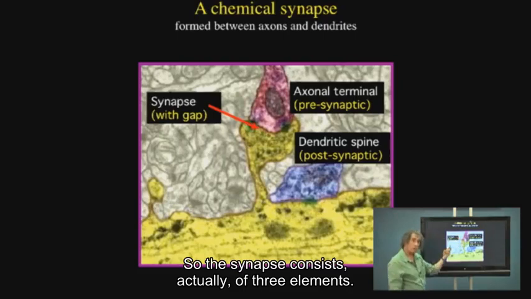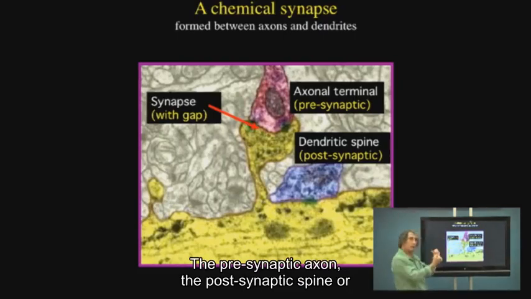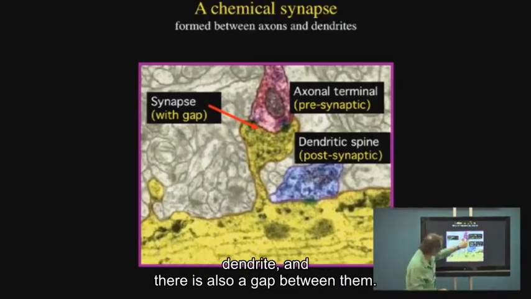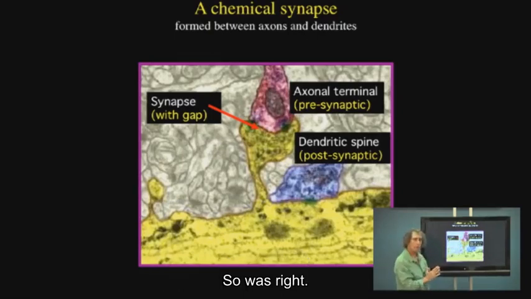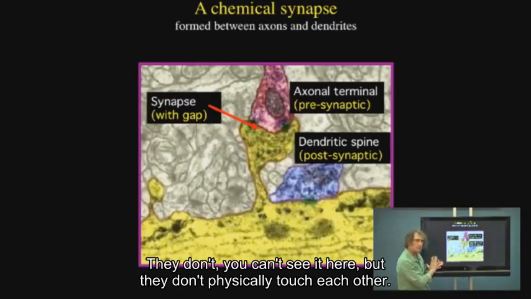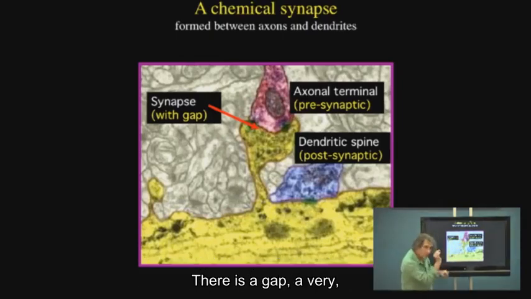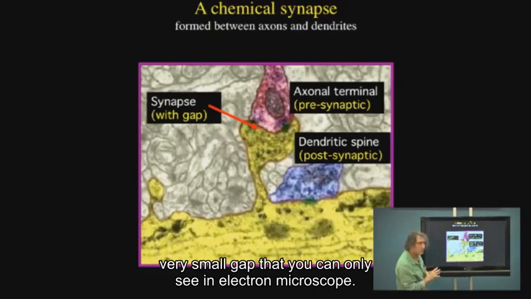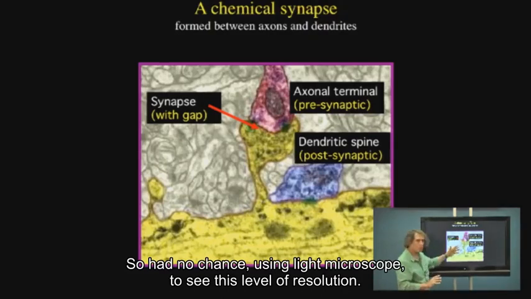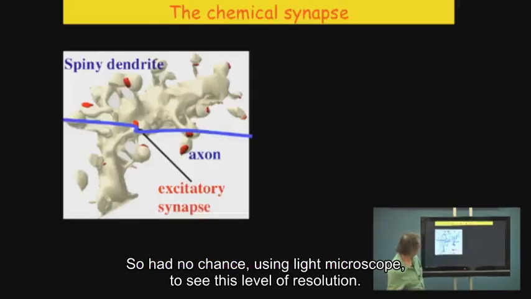So the synapse consists actually of three elements: the presynaptic axon, the postsynaptic spine or dendrite, and there is also a gap between them. So Harmonica Hall was right. You can't see it here, but they don't physically touch each other. There is a very, very small gap that you can only see in electron microscope. So Harmonica Hall had no chance using light microscope to see this level of resolution.